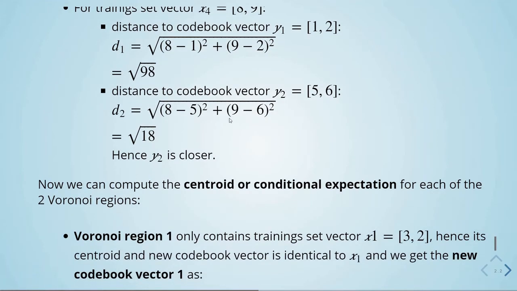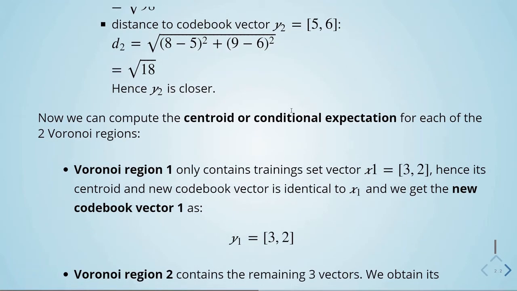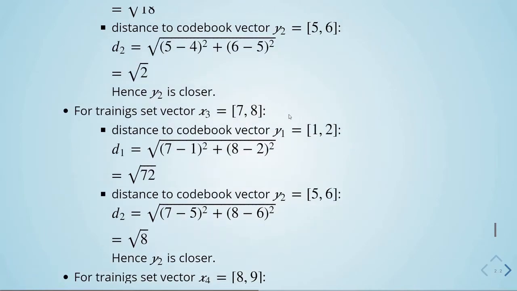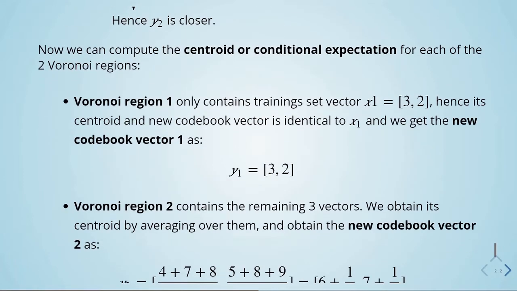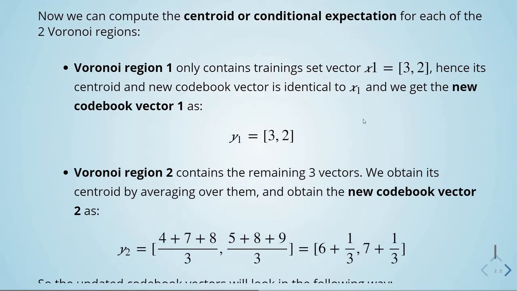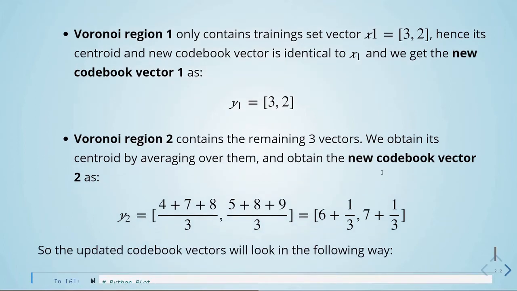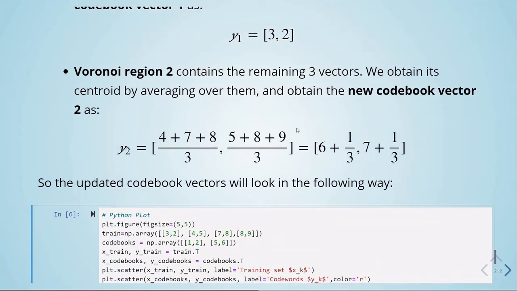And now we can compute the centroid or the conditional expectation for each of the two Voronoi regions. We've seen that for Voronoi region 1, we had only the training set vector x1. So its centroid, the new codebook vector, is identical to x1, and we get the new codebook vector y of 1 as 3 and 2. But Voronoi region 2 contains the 3 remaining vectors. So we obtain its centroid by averaging over them, and we obtain our new codebook vector 2 as the average.